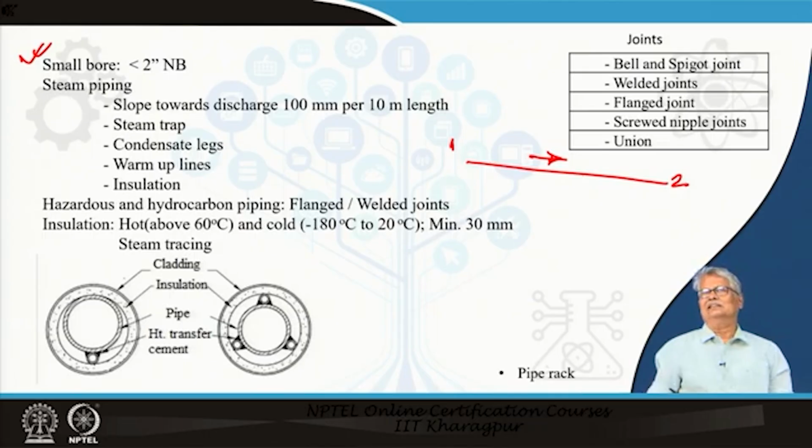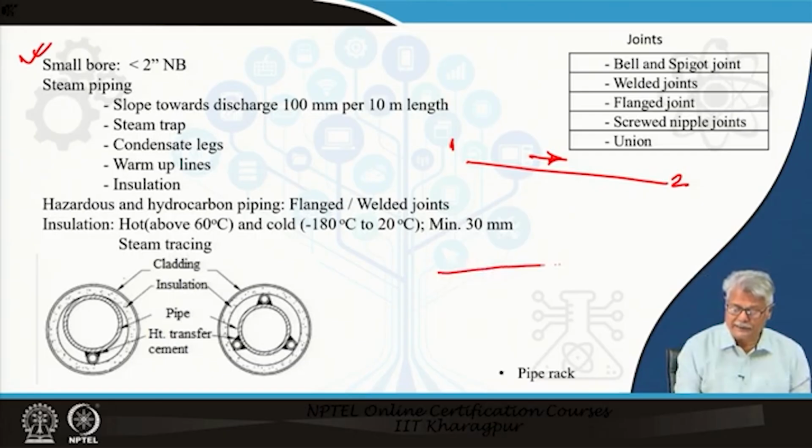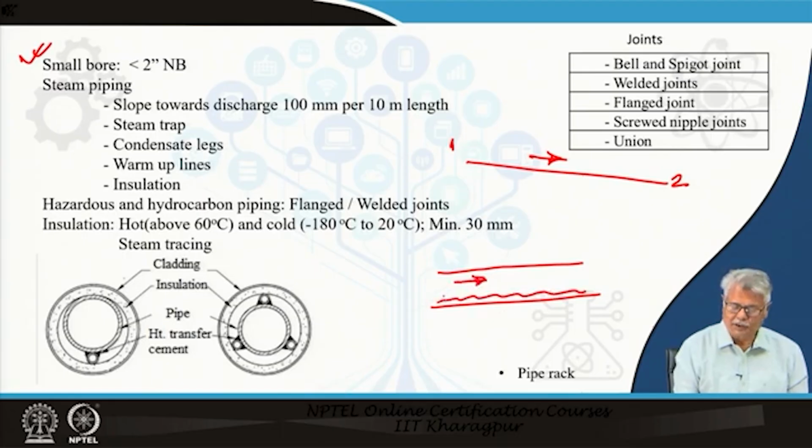Then the condensate has to be removed. If you do not remove the condensate, what happens is the condensate would form a layer here and you have the steam flowing above it. So, you will be getting ripples, and the ripples would form slugs ultimately, and there will be slugging, which is also called steam hammering in this case.